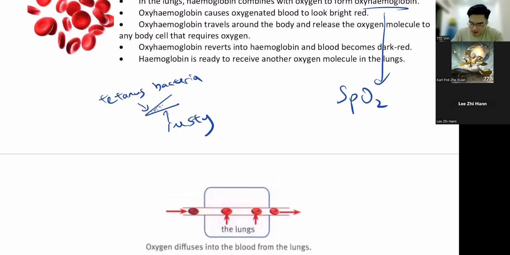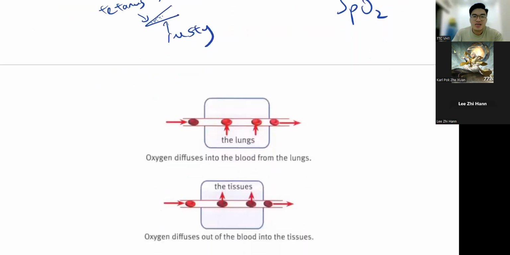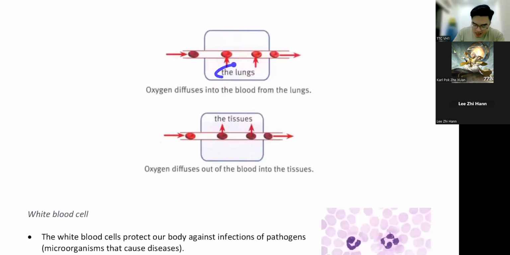Okay, so anyway, now my oxyhemoglobin reverts into hemoglobin, and the blood becomes dark red. Now my hemoglobin is ready to receive another oxygen molecule in the lungs. I'm reset already, free to go and carry more oxygen. So this is what happens. This is the lungs. Can you see dark red? This is deoxygenated, without oxygen.